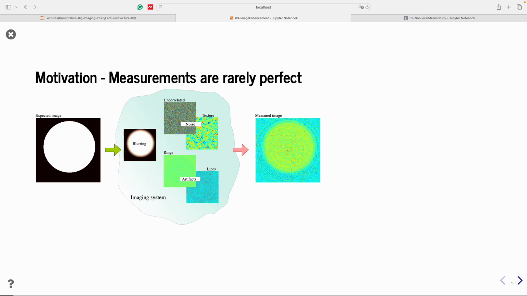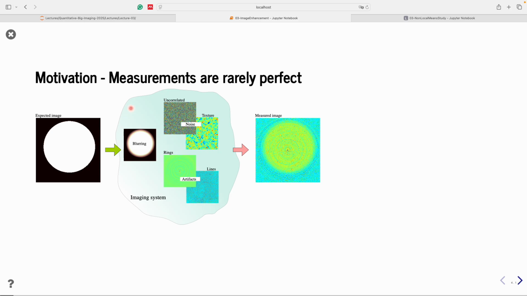So first we have some blurring, because you have an optical system, maybe a combination of different components like scintillators or lenses, even the camera, and all these components introduce some level of blurring.